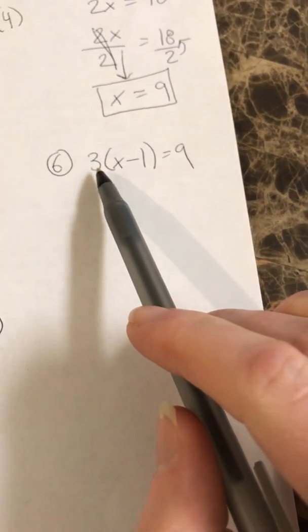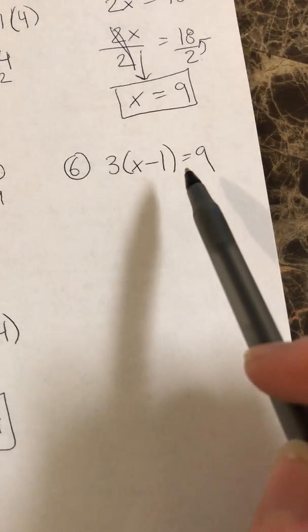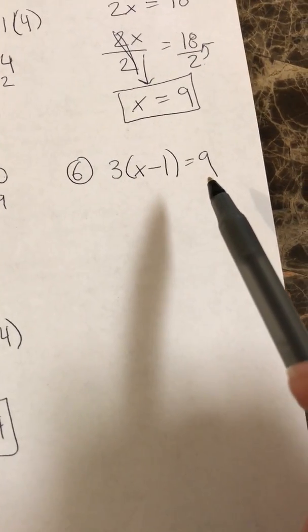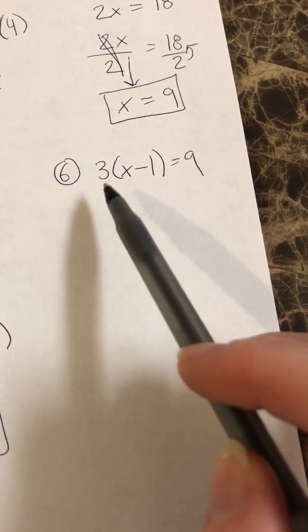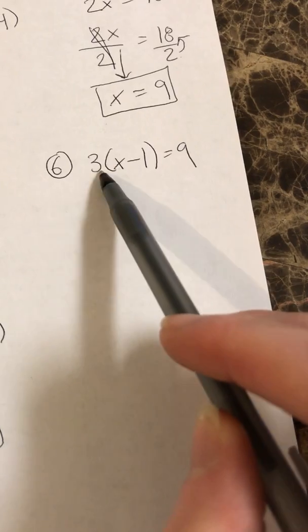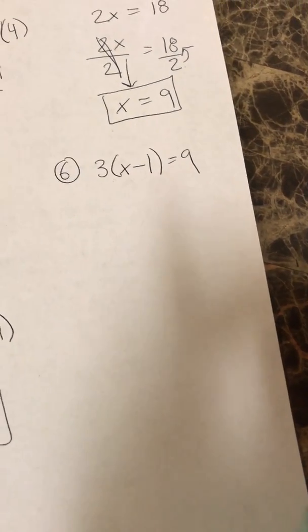Number 6. We have 3, and then in parentheses we have x minus 1 equals 9. So on this one, just like on number 1, we need to first divide both sides by 3 because this right here is showing multiplication. So we need to get that 3 out of the way, okay?